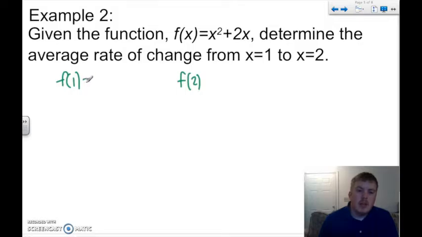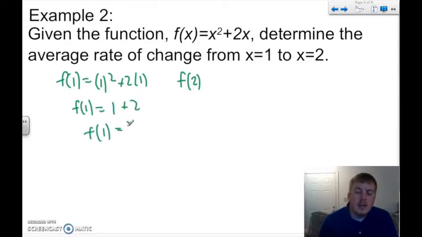So I'm going to plug a 1 in anywhere I see an x. So that's going to be 1 squared plus 2 times 1. So f of 1 is going to equal 1 squared, which is 1, plus 2 times 1, which is 2. So f of 1 equals 3. So that's going to give me the ordered pair (1, 3).